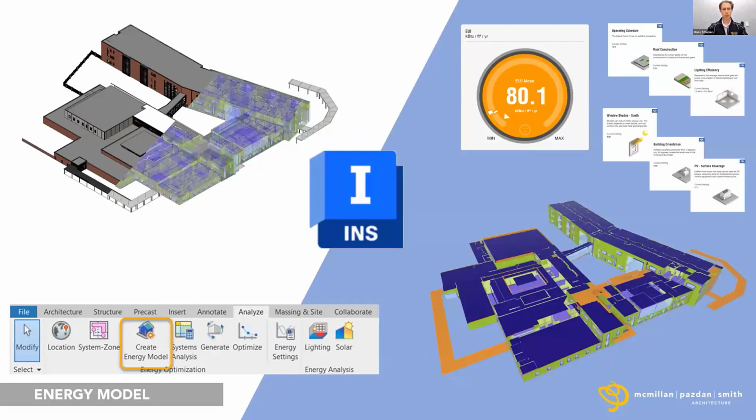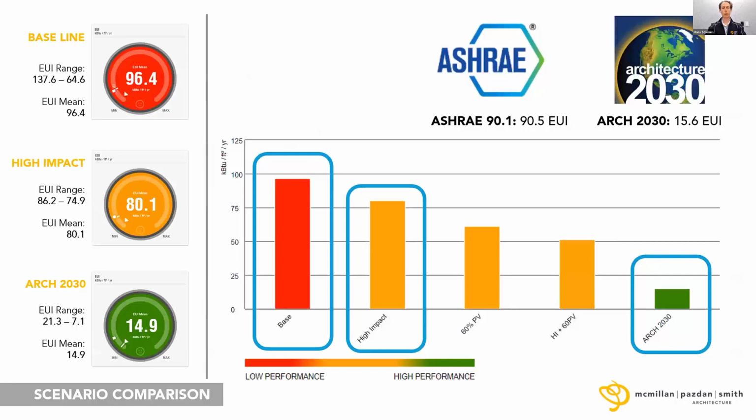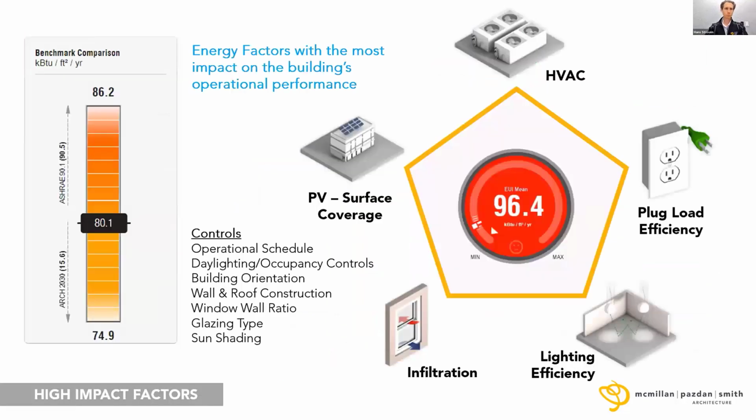After we've done that, we've gone through and set up our energy settings as I described before. And then click that create energy model, which creates the analytical spaces and surfaces. And we push it up to Insight. Once we got it up to Insight, we were able to start creating different scenarios on Insight itself. And that way we can compare those different scenarios depending upon which energy factors we dialed in, and then see how those EUIs compare to each other, and then make decisions going forward from there.